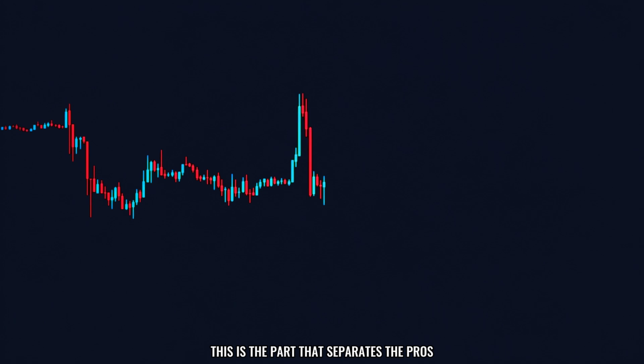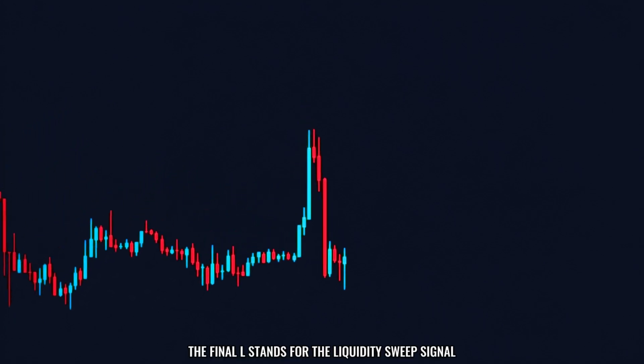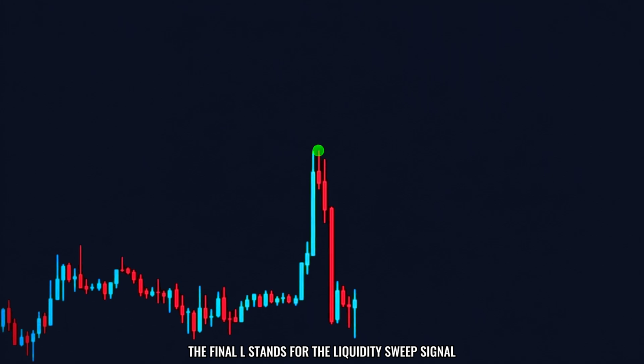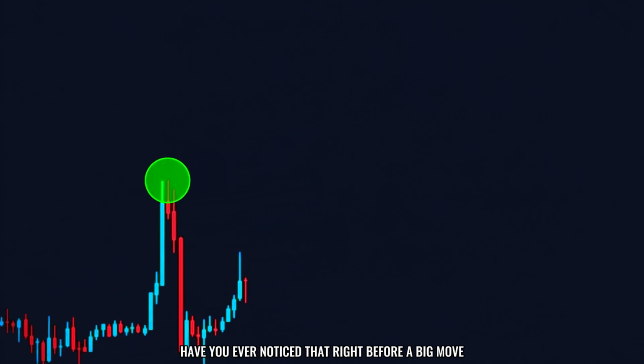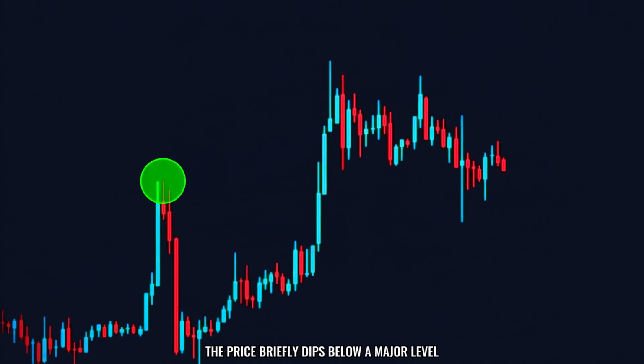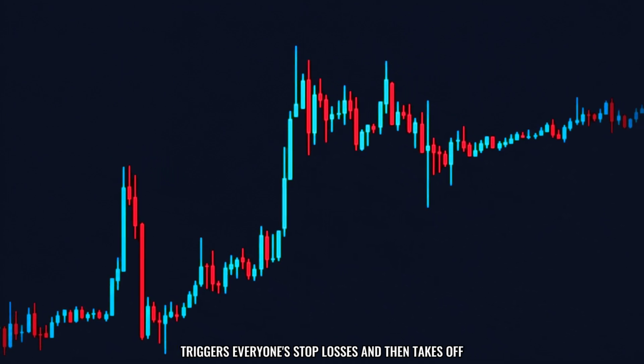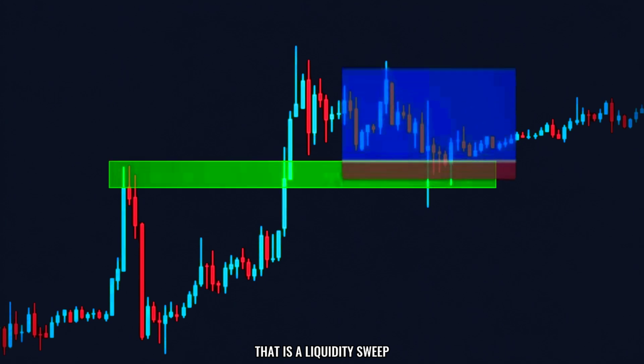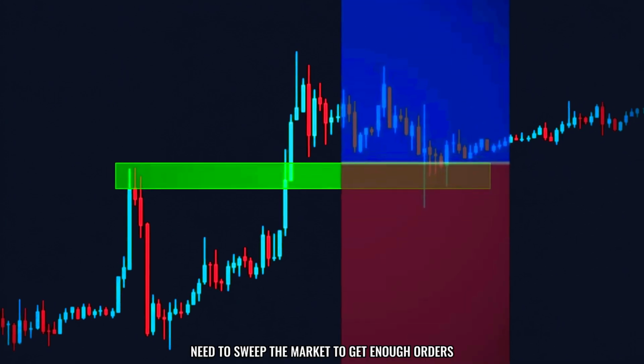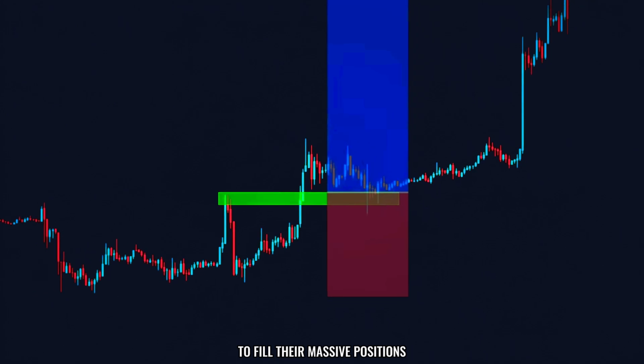This is the part that separates the pros from the amateurs. The final L stands for the liquidity sweep signal. Have you ever noticed that right before a big move, the price briefly dips below a major level, triggers everyone's stop losses, and then takes off? That is a liquidity sweep. The big banks need to sweep the market to get enough orders to fill their massive positions.